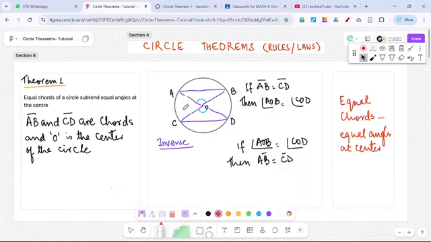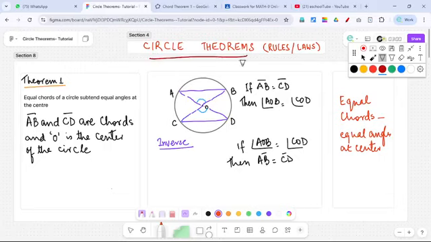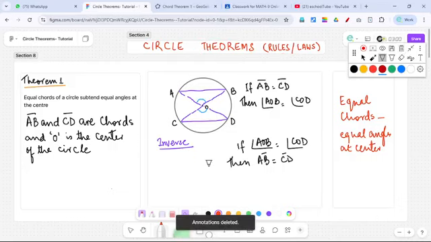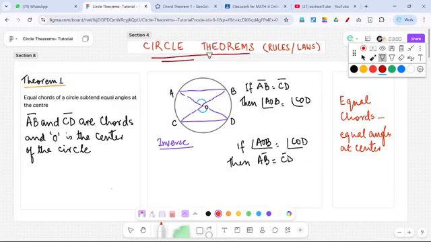In this lesson, we will talk about circle theorems. So what do we mean by a theorem? A theorem is basically a rule which remains true for all conditions. So we are studying circle rules or circle laws, but generally they are termed as circle theorems. Let us see the first theorem, theorem 1.